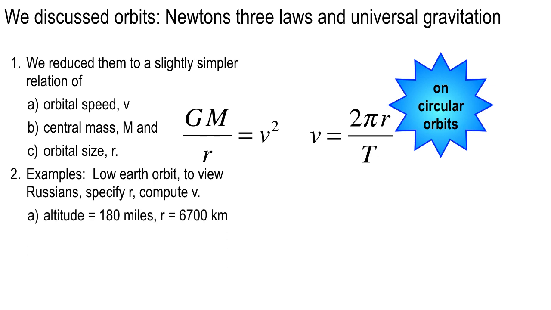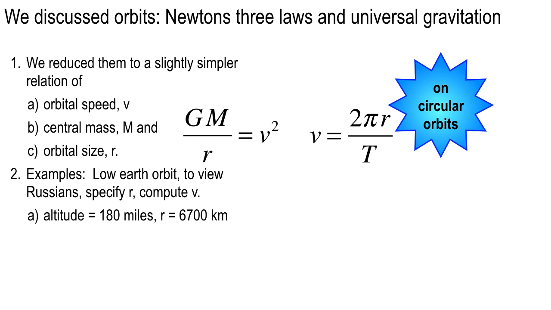So, for instance, a typical spy satellite type orbit might be up at an altitude of 180 miles. All right, and that's a little bit below the space shuttle. They're about 200 miles usually, and the space station is a little bit above that, and then the Hubble's a little bit above that, but they're still pretty close. They're still low Earth orbit.